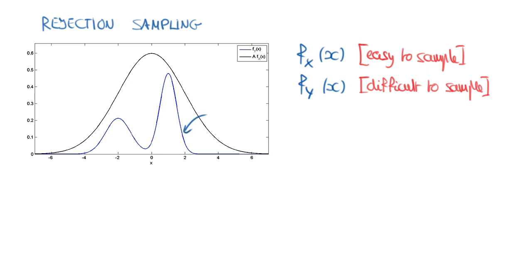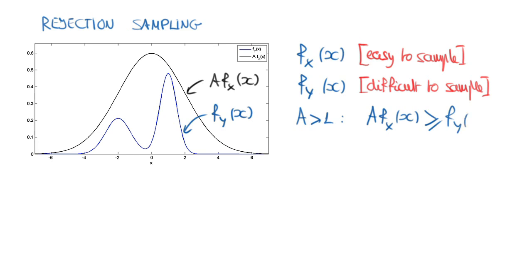To accomplish this, we will cover the distribution f_Y with a scaled version of f_X. The scaling constant a, which is larger than 1, is such that a times f_X evaluated at x is larger than or equal to f_Y of x for x in the support of the distribution. We will assume that this support is minus infinity, infinity.